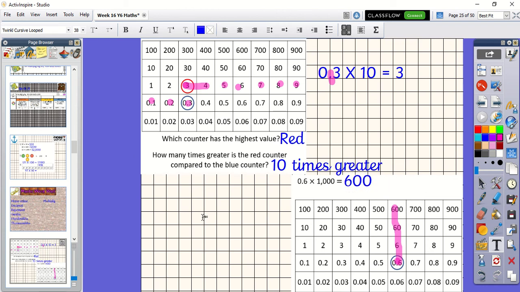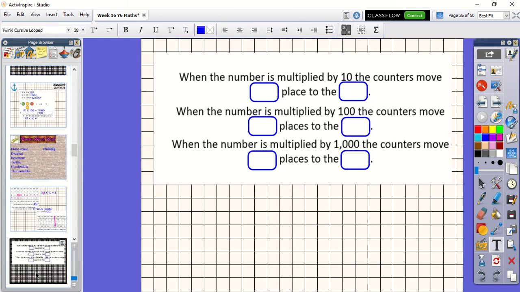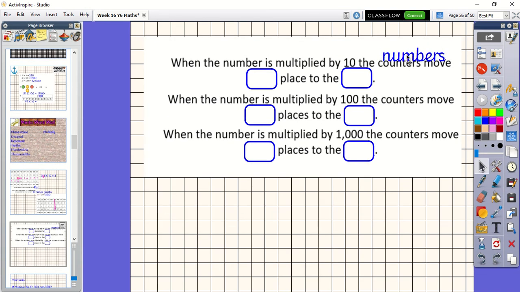I hope you can all see that okay. And so when the number is multiplied by 10, the counters or numbers in this case move how many places to the left or to the right? So remember, look at 10. How many zeros do we have? Well, you can all tell me that we have 1 zero.